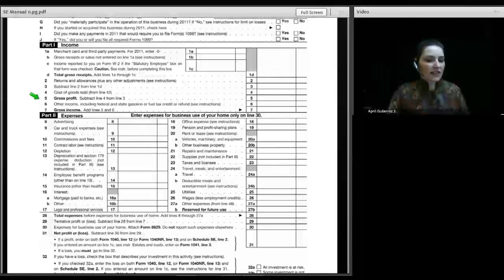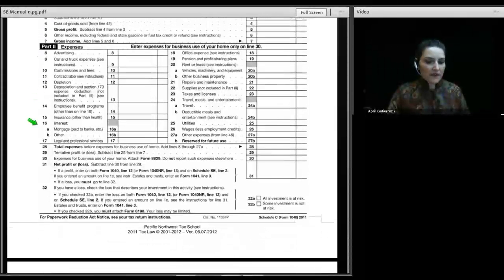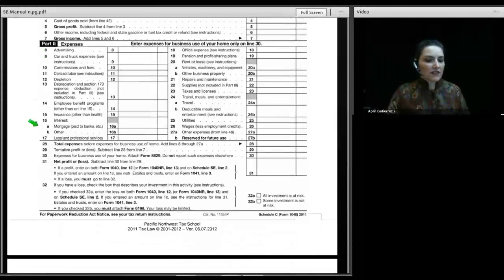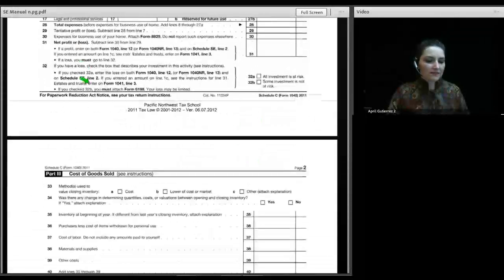We're going to take each of these lines in turn today. Moving down into the expenses, we'll look at each of these in turn today as well. And even down to these lines here, 32A and 32B, investment at risk. How do we know when to check those boxes?